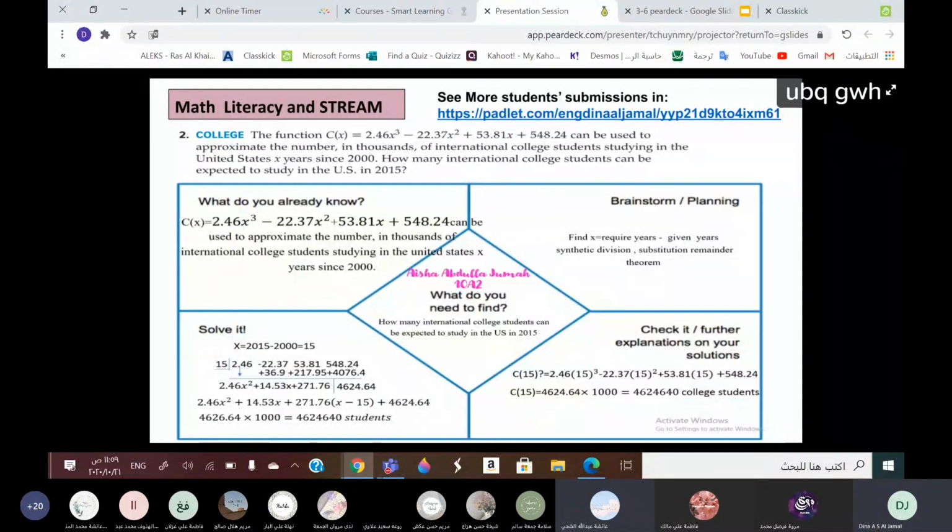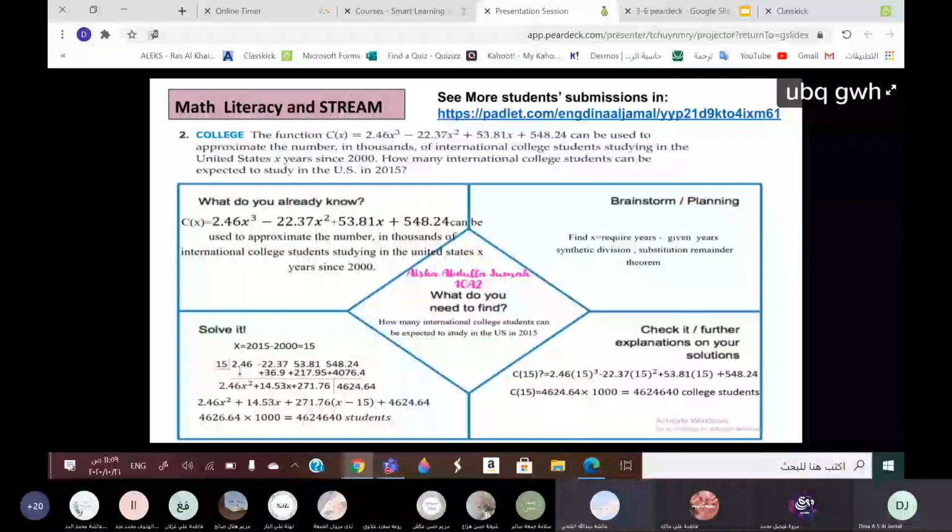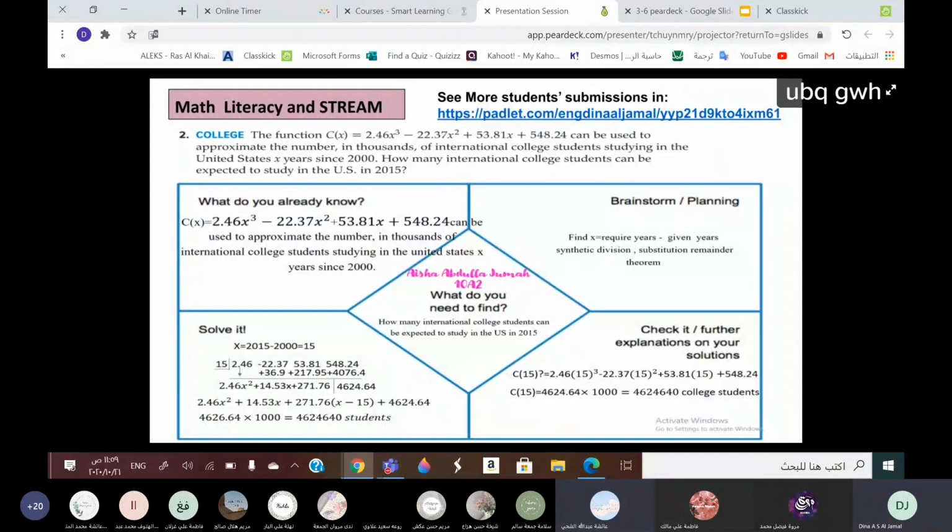Synthetic substitution, maybe. And actually it is the same. When we use synthetic division and synthetic substitution, it will give us the same answer. Synthetic substitution to check it. So we will substitute by x. It is 15. We already found it. We will substitute, and it will give us 4,624.64. And also we want it in thousand, so we will multiply by 1000, and it will give us the college student number, and we will write it down.